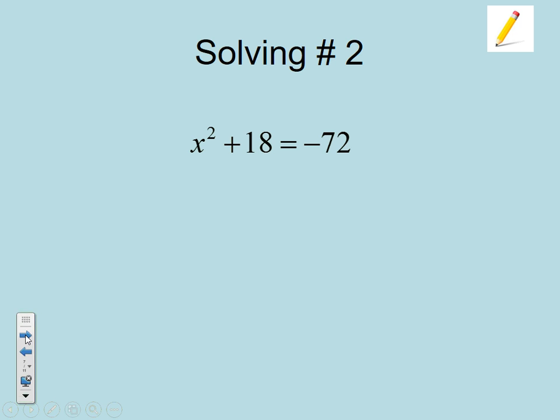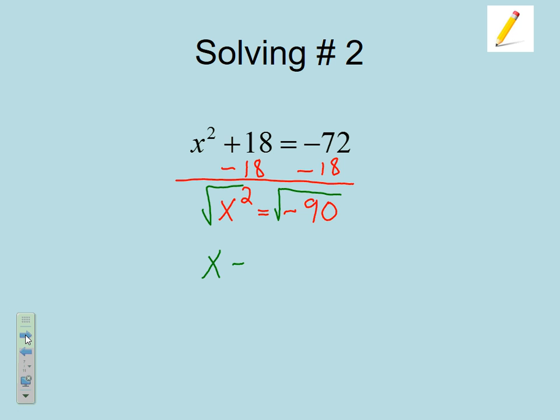Example number 2. Here we go. So if x squared plus 18 equals negative 72, subtract 18 on both sides. X squared equals negative 90. Now to get rid of my square, I'm going to take the square root on both sides. X equals plus or minus. Now I'm going to break this one into 3 parts, because my first one I'm going to take out is that negative 1. Second thing, my largest perfect square that can go into 90 is 9. And if I take 90 divided by 9, I get 10. That's how I'm going to break this apart.